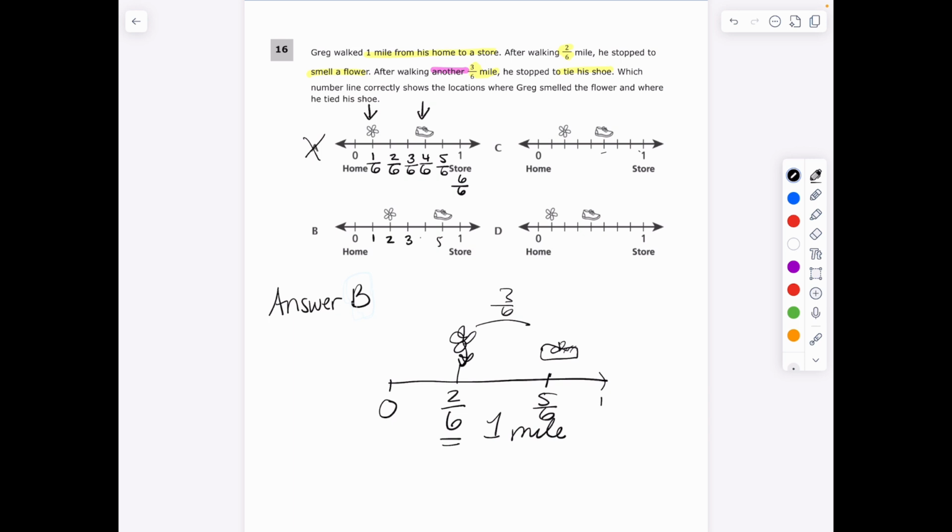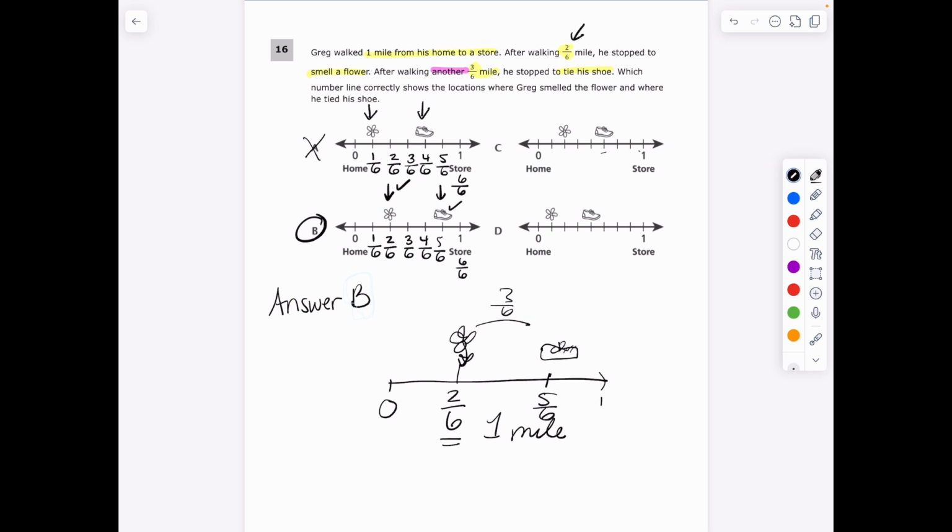1, 2, 3, 4, 5, 6 over 6. I do the same thing. All right, so the flower is at 2/6, so that's right. And then the shoe is at 5/6, which is the second number we wanted. So B is correct. Where a lot of kids get this wrong is because they start looking for 2/6.